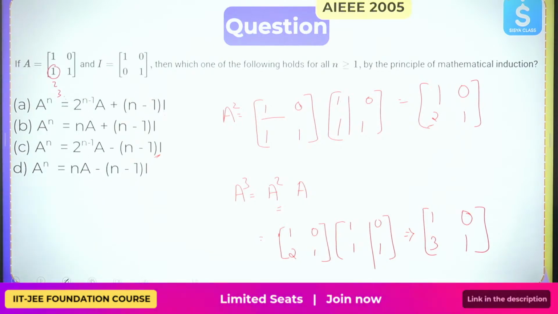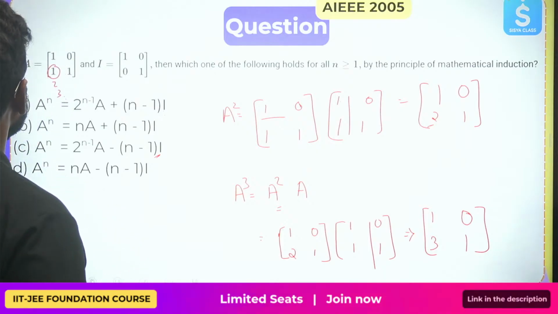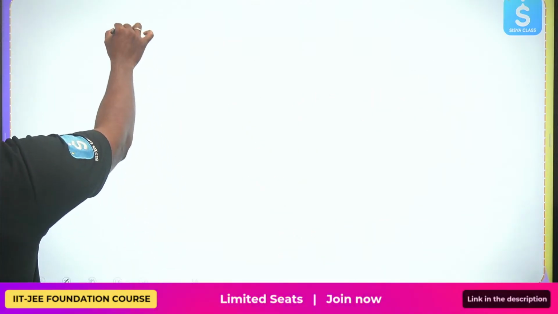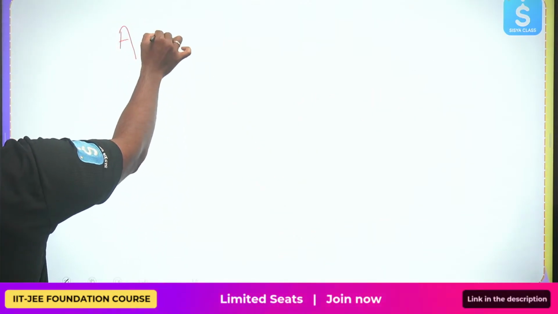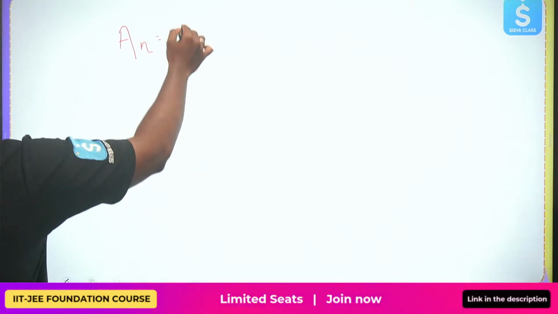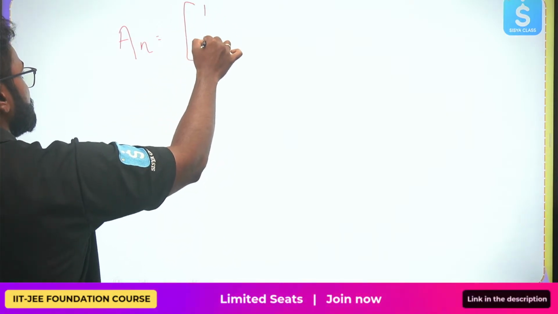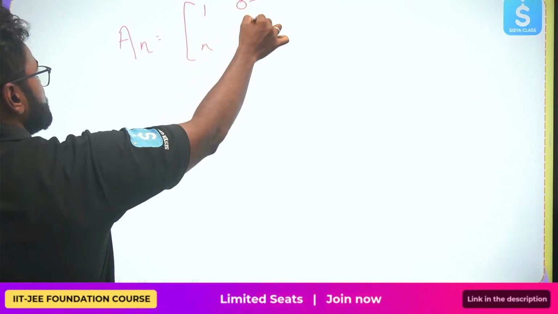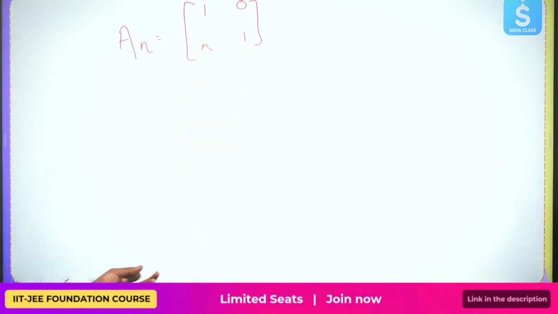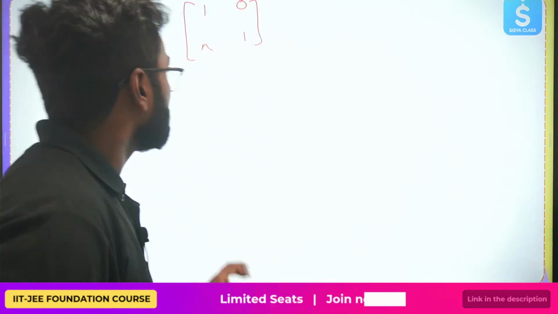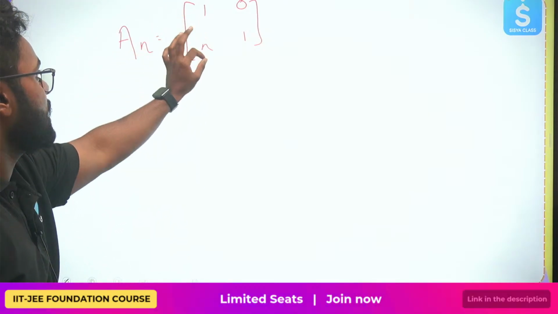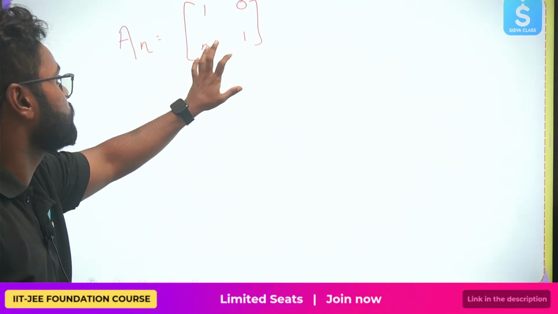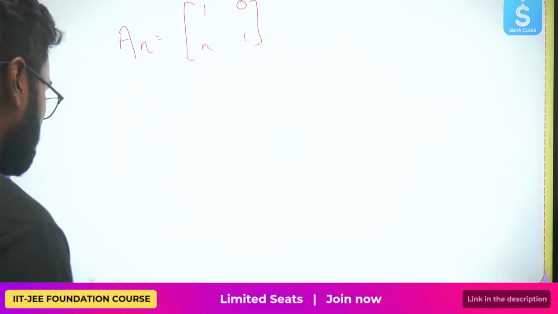So this basically means that if I take A power n, then it's 1, n, 0, 1. Any nth term you take will be in this form only, 1 n 0 1. If it's for 4, it will become 4. Remaining all the terms would be the same.